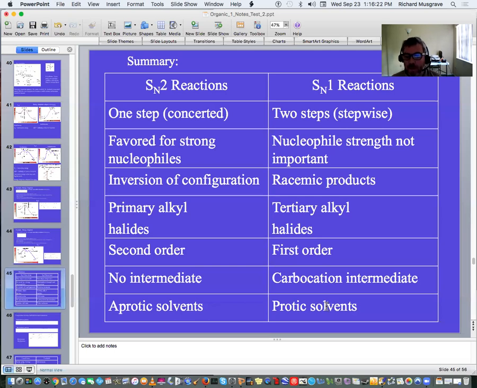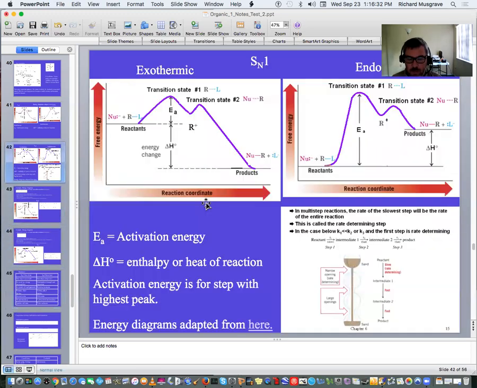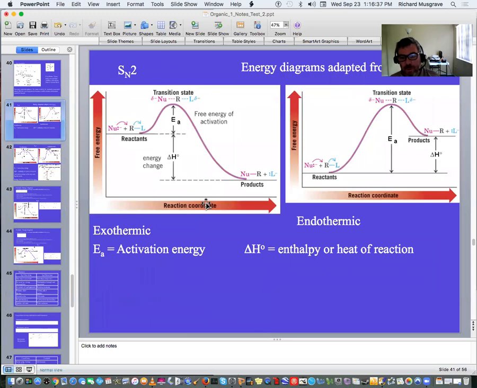All right, does anybody have any questions just about the summary there? All right, let's look at the energy diagrams because this is what you'll have to do on the test. So the Sn2 energy diagram is always a single hump process because it's just one thing reacting with one other thing and it's all happening at the same time.